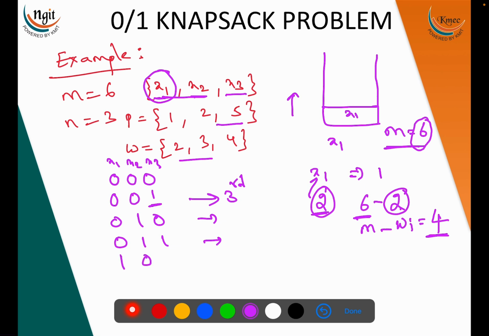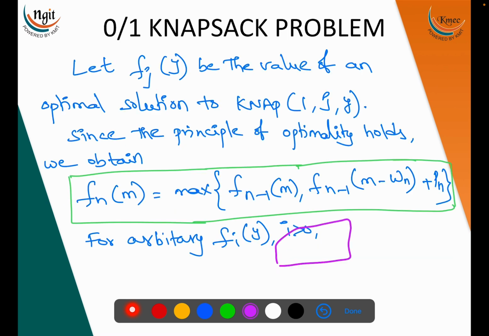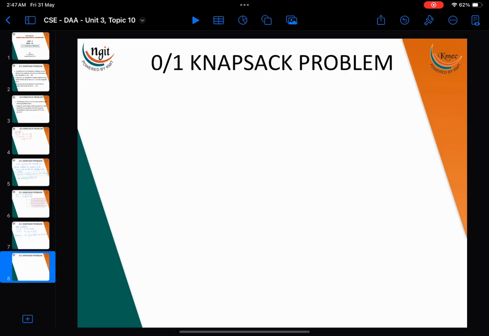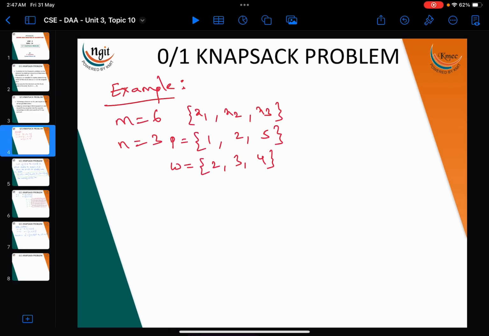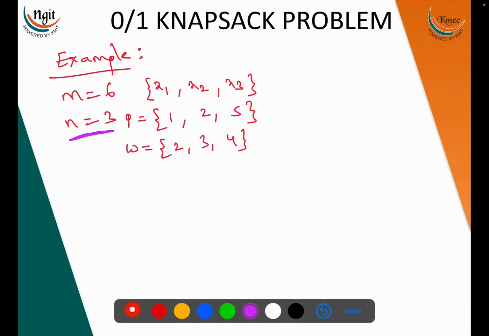Only the first is placed. So likewise, as I have n value is 3, how many combinations will I get? 8 combinations. That means 2 cube combinations, where 3 is your n value. That means 2 power n combinations we will get. So the time complexity is big O of 2 power n. This is the complexity of placing items inside the container of these 3 sizes, right?